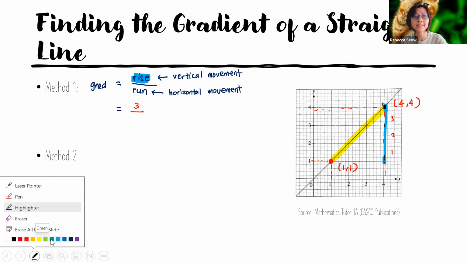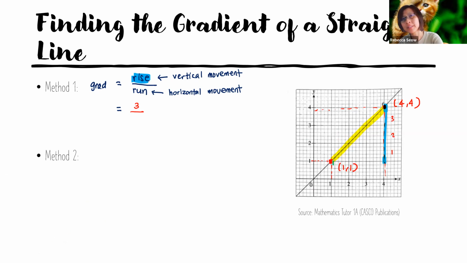And the run, we use another color. The run would be the horizontal distance from the start to the end of the slope. Now, how many units does it run by? So we have 1, 2, 3. 3 units. Now, one more thing we have to consider is this gradient upward sloping or downward sloping?